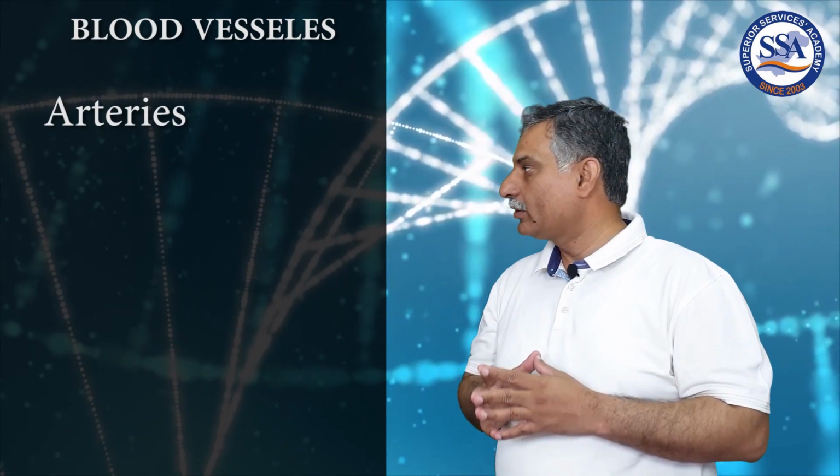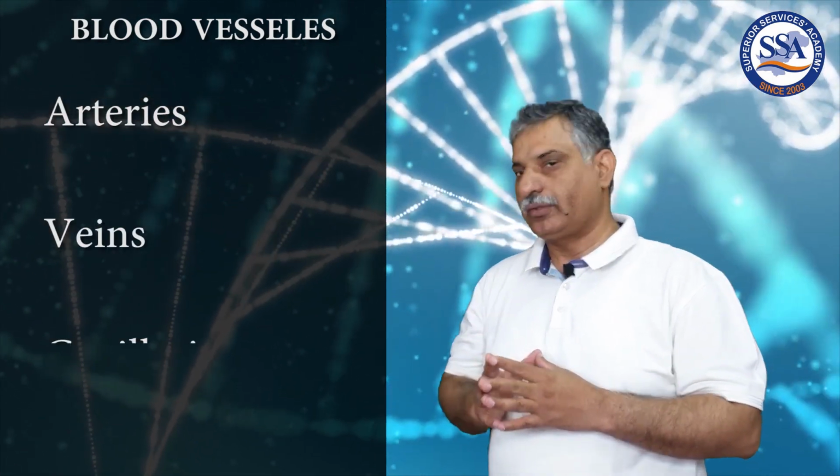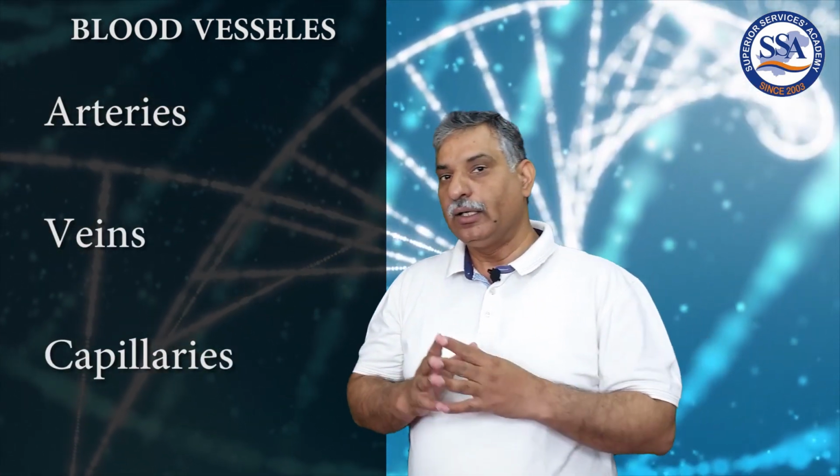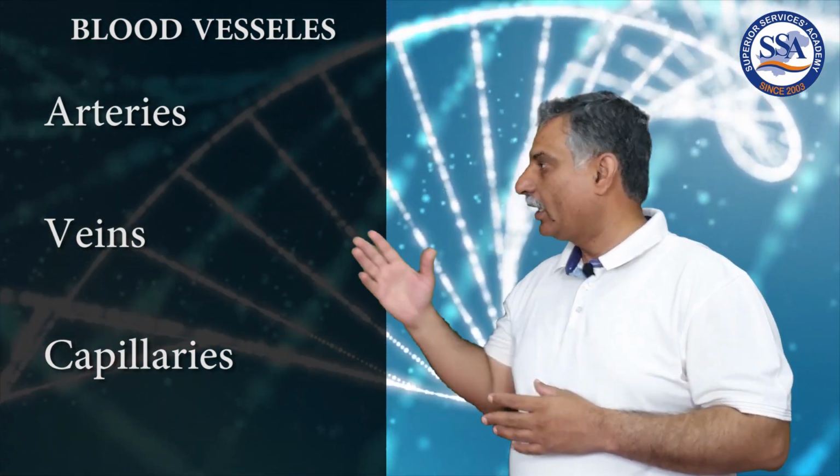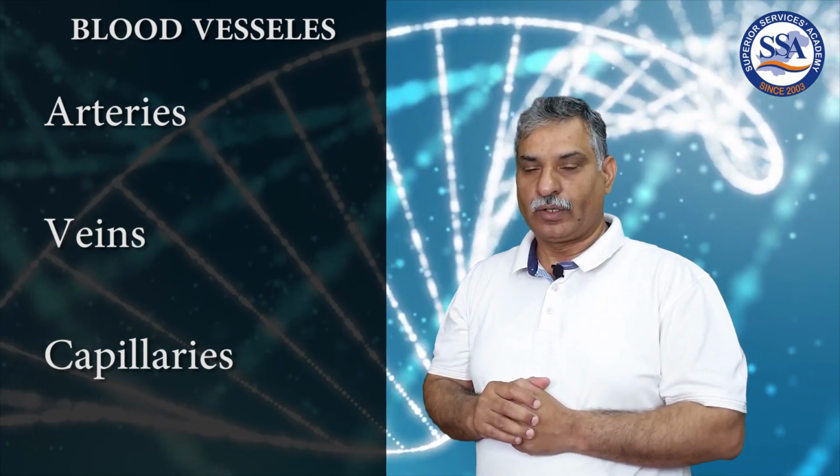There are three types of blood vessels: arteries, veins, and capillaries. I repeat, there are three types of blood vessels: arteries, veins, and capillaries.